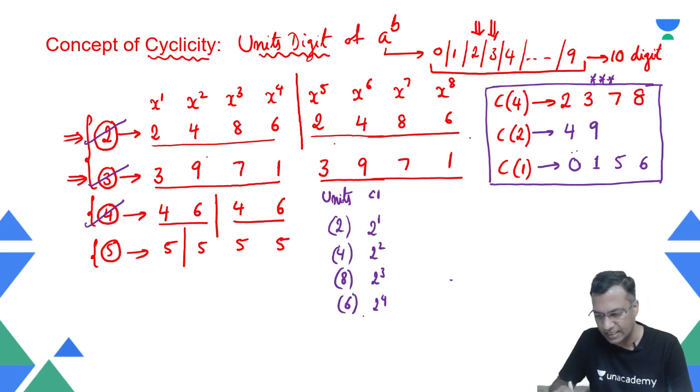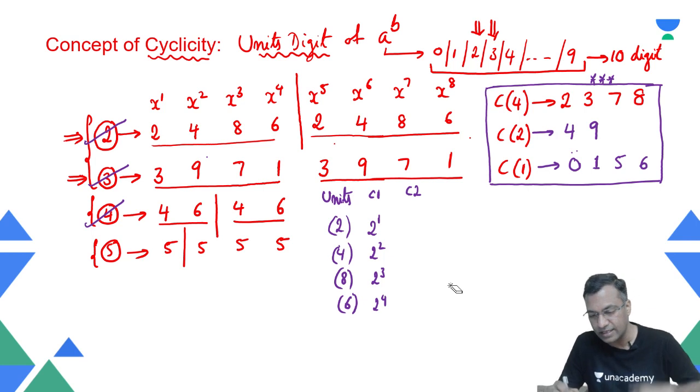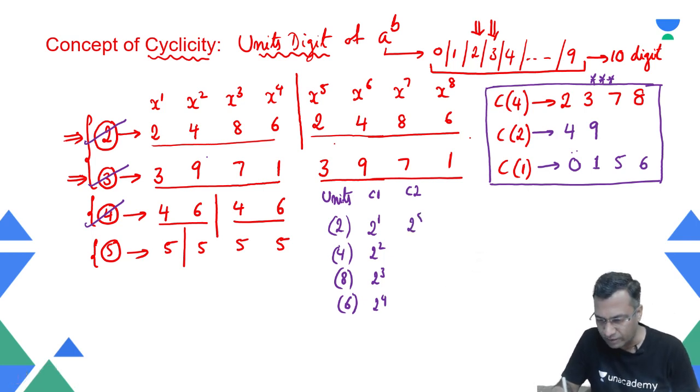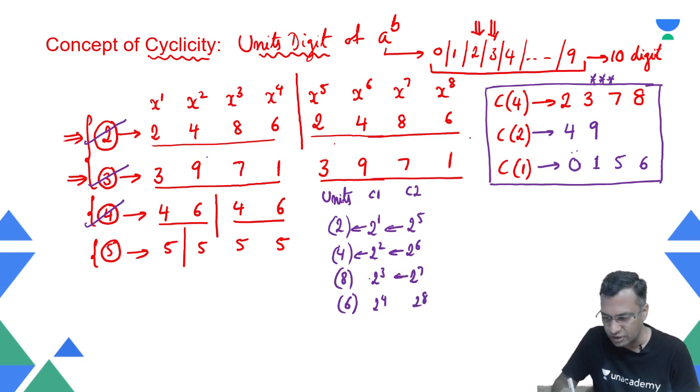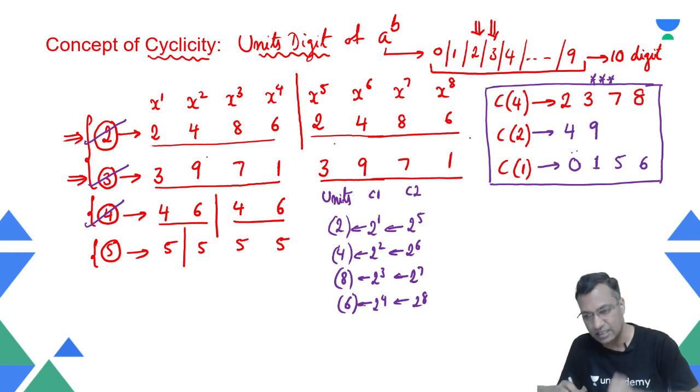Okay, this is one cycle. Now let me write the second cycle, like Sunday, Monday up to Saturday, second cycle. You write 2 power 5 here. The units digit of 2 power 5 is also 2. Then under this I will write 2 power 6. The units digit of 2 power 6 is also 4, right? Then I will write 2 power 7 here. I write 2 power 8 here, which means the units digit of 2 power 8 is the same as the units digit of 2 power 4, which is nothing but 6.